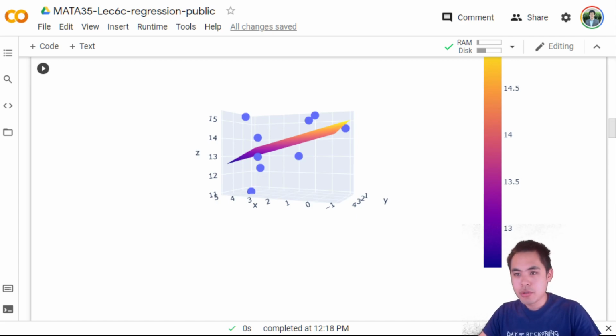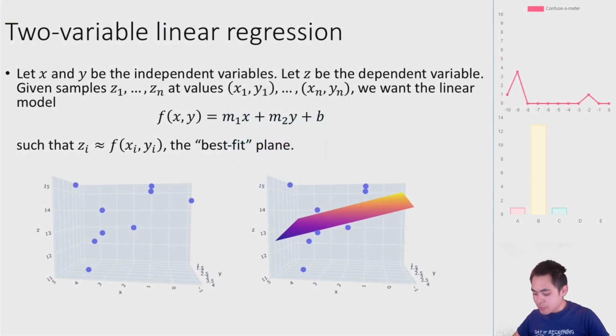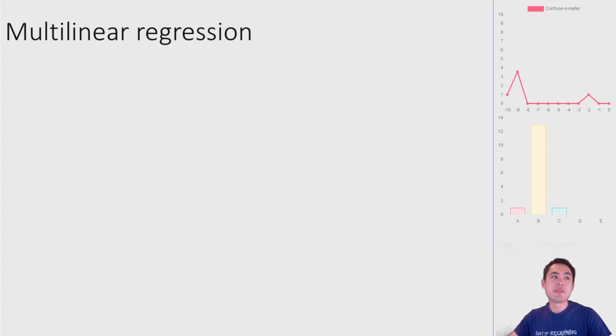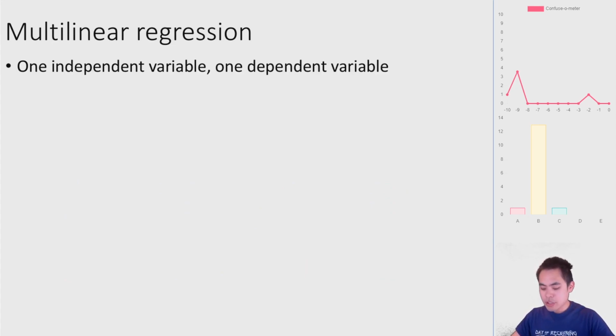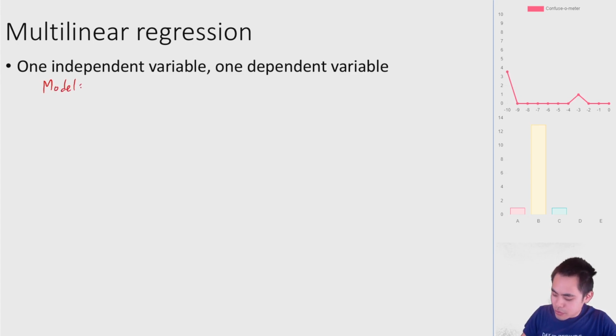So let's go back to the PowerPoint and just talk about what we mean by this multilinear regression. Here we had two independent variables. Sometimes we actually want more than two independent variables. Actually, let's just go through a full taxonomy of this. We started out on Wednesday with one independent variable and one dependent variable. That gives us a model which looks like f of x equals mx plus b. So it's just a line. Our model is a line. We're just trying to find the parameters m and b that make for the best fit line.